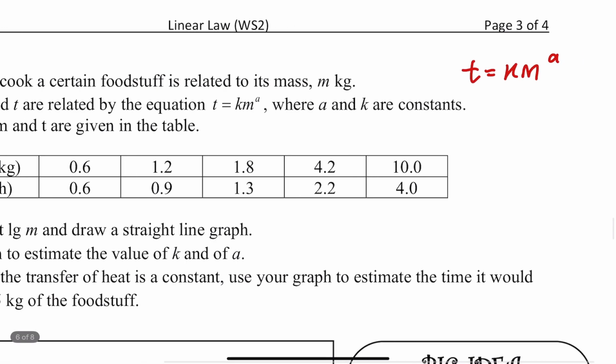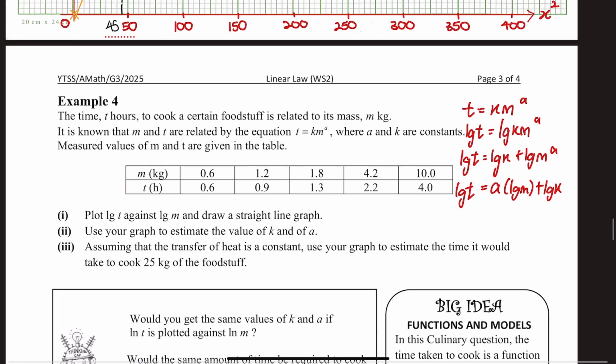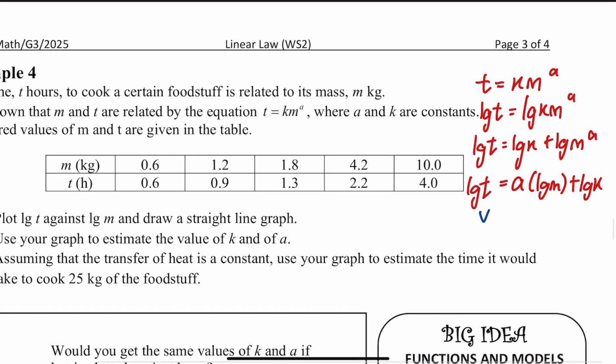To get log t, I'll take log on both sides. Log t equals log k m power a. Log t is equal to log k plus log m power a. Okay, and by the power law I can bring this down. I'll get log t equals a times log m plus log k. So therefore I've now obtained my form of y equals mx plus c, whereby it is a graph of log t against log m.